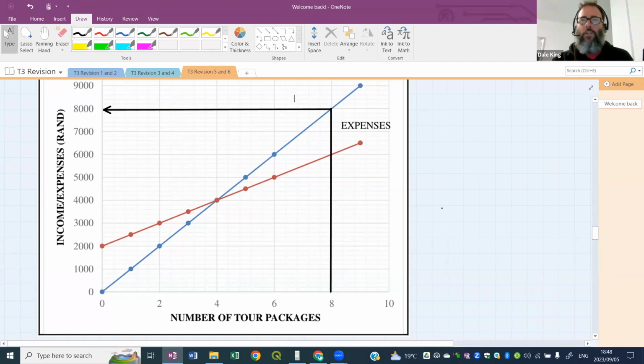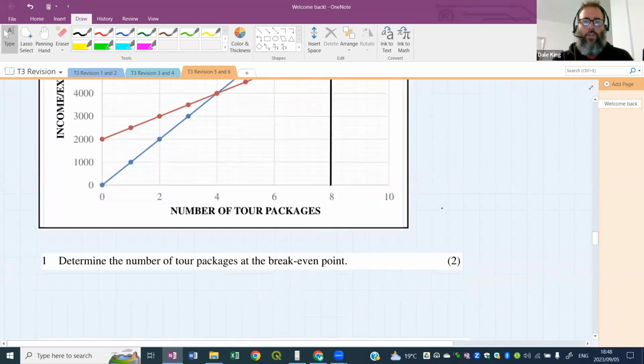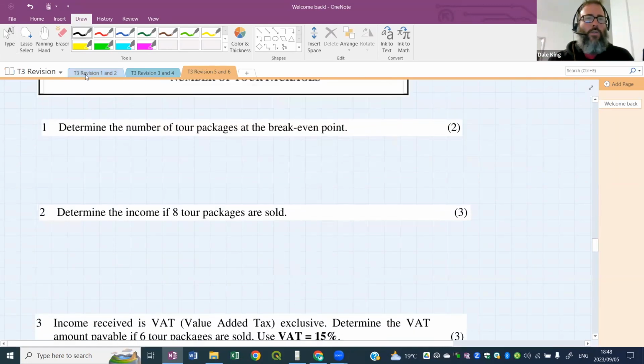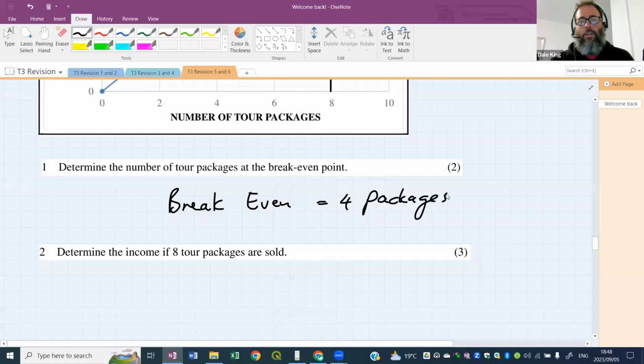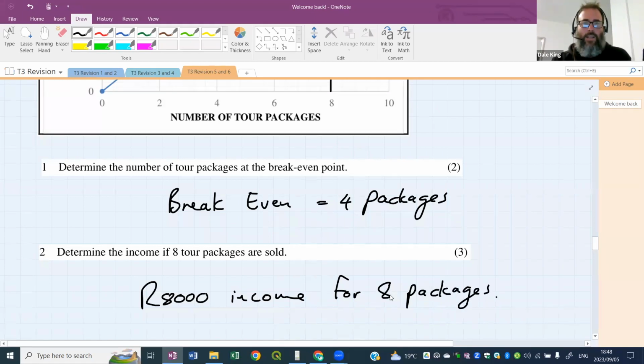This is how I found my value. Don't just look at it and write a value down. Show the marker how you found the value. Draw on the graph, please. Okay, so let's just fill these in here. It was 4 packages for the break even. And it was 8,000 Rand income for 8 packages. Now, there's no calculations in my answers here. I'm reading these off the graph. So please show the marker how you got your answers.